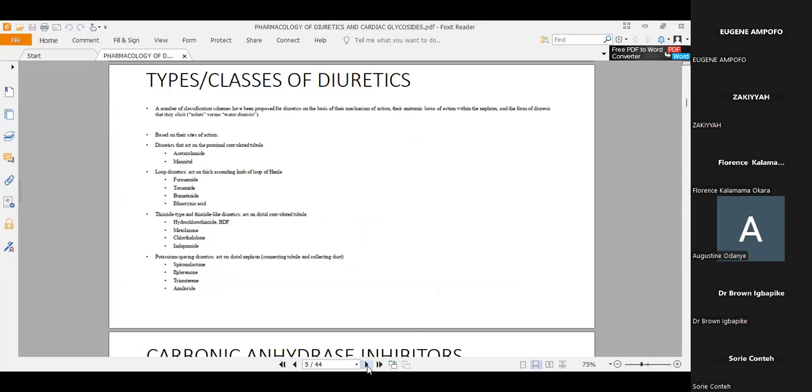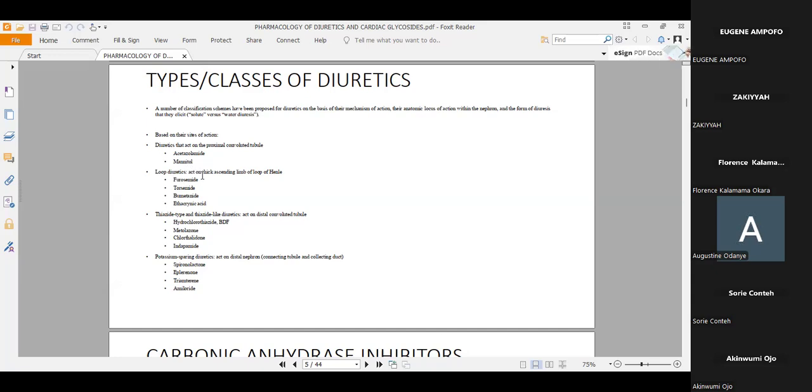So we have different classes of diuretics, and the classification is based on the mechanism of action, the anatomic site of action, and the form of diuresis, whether it's solute diuresis or water diuresis. For the purpose of this presentation, I'll focus on the anatomic site of action of the diuretics. So we have diuretics that act on the proximal convoluted tubule. This includes the carbonic anhydrase inhibitors, acetazolamide, and osmotic diuretics like mannitol.